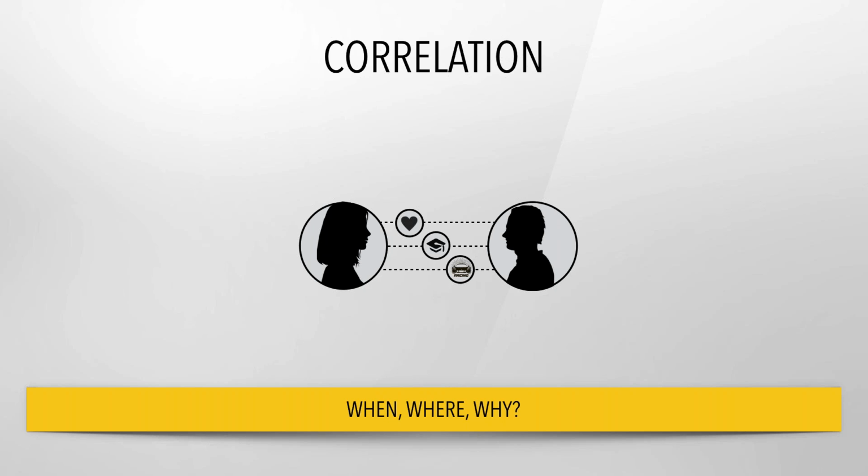Traditional databases have those all equal. That John loves Mary, or that John went to school with Mary, or that John races with Mary. All of those have the same sort of weight.